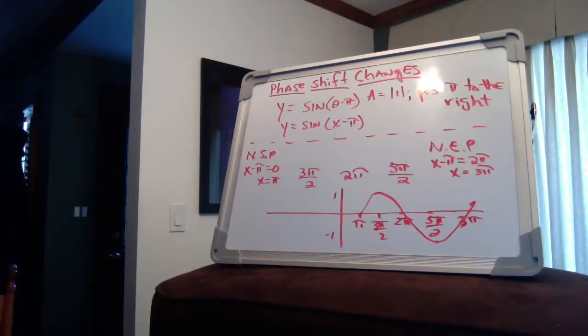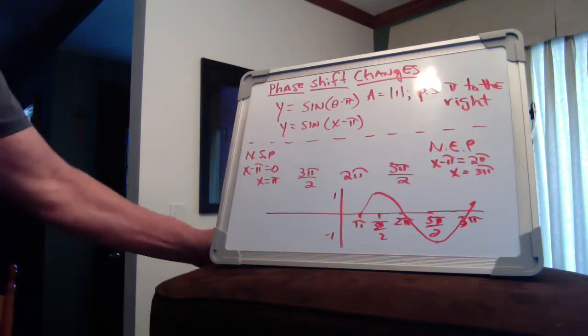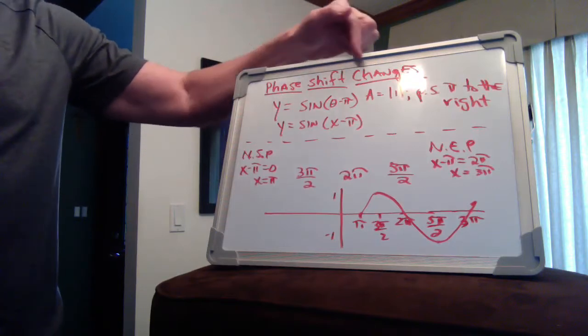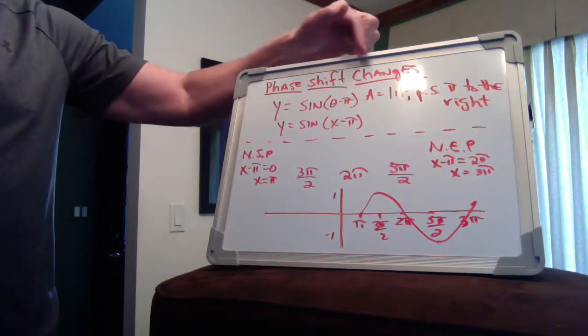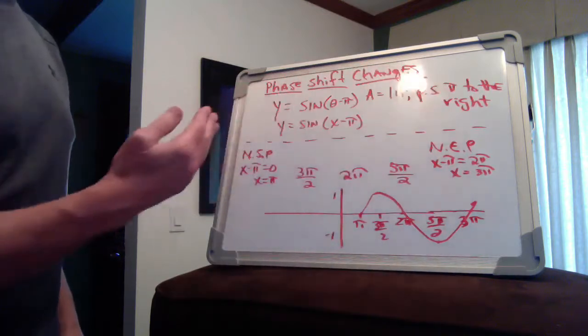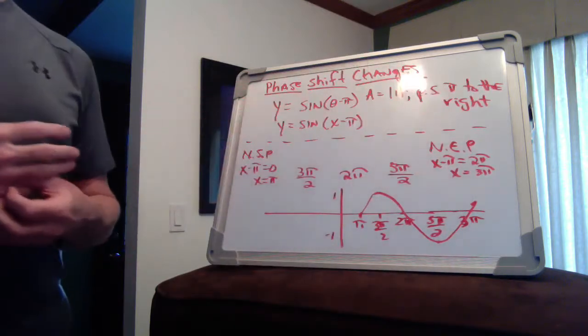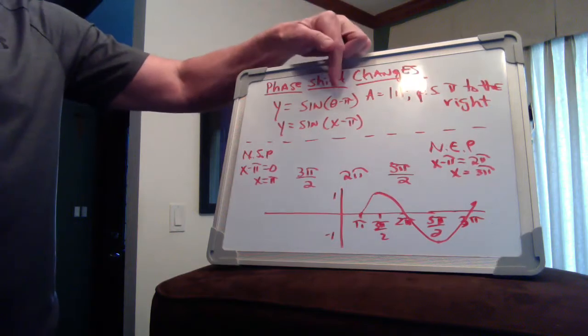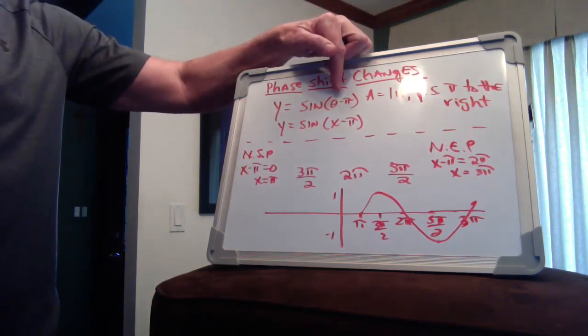Right, and back with the next to the last video on the transformations of sine and cosine graph. And this video is related to your worksheet that's entitled Phase Shift Changes. So phase shift changes means that there's horizontal transformation taking place. And how do you know that's going to take place? It means that you have something in parentheses.